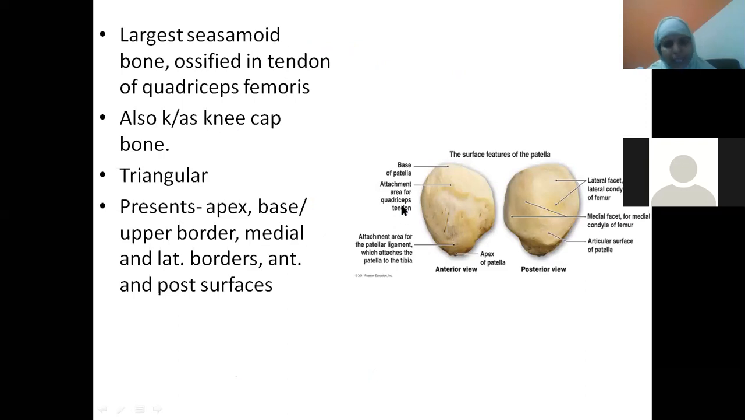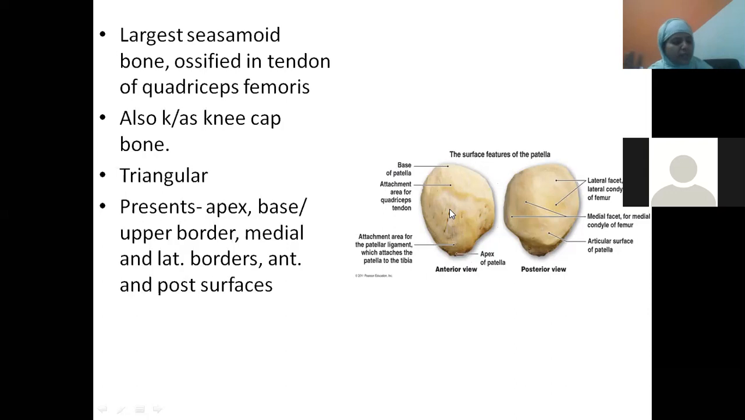Okay, it looks like a triangle. So what are the presenting parts you see? It looks like a triangle, right? So it has base and then it has apex. Then it has 2 borders. What are those? It has one medial border and one lateral border. Then one upper border also. Medial border, lateral border, upper border.